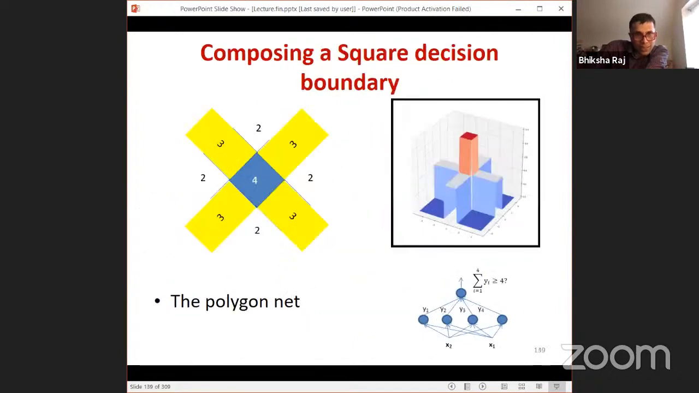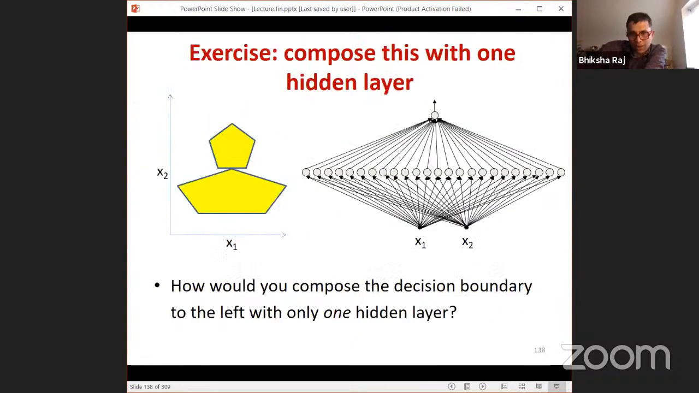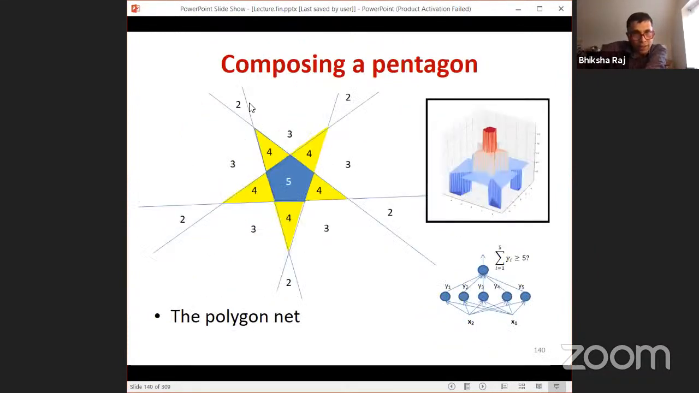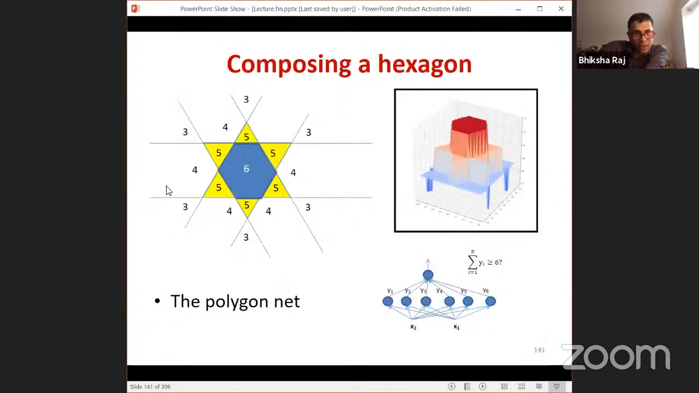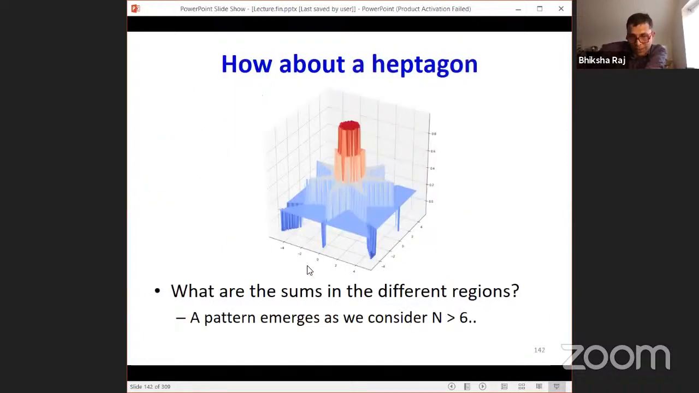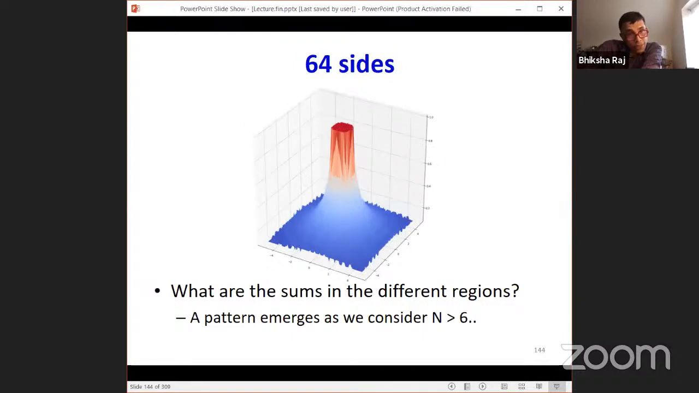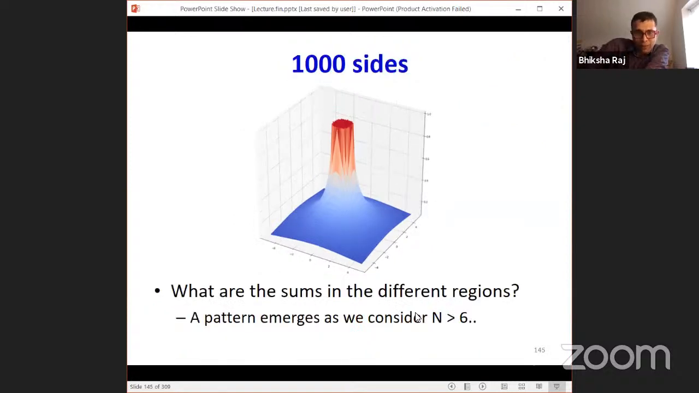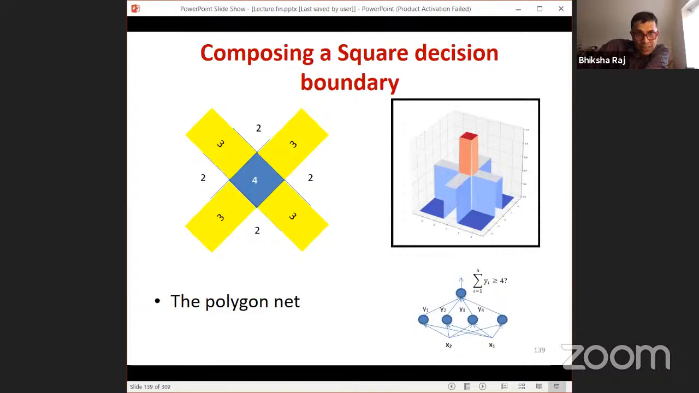Let's go back and look at this here. The sum over here inside is four and the lowest value is two. Here the sum inside is five, the lowest value is two. Here the sum inside is six, the lowest value is three. Here the sum is seven, the lowest value is going to be three. Here the lowest value will be eight. Here the lowest value will be 32. Here the lowest value will be 500. What you will find in general is that as you increase the number of sides, the lowest value that you're going to see outside the body, in this central region, is going to be n over two, but something more interesting happens. And for that, take a look at the area that is n minus one.